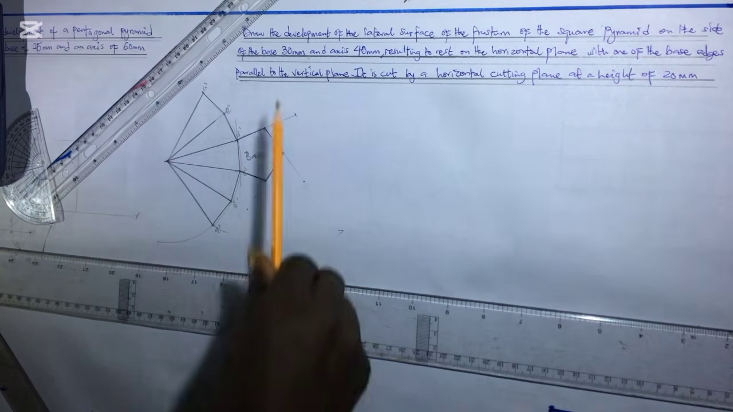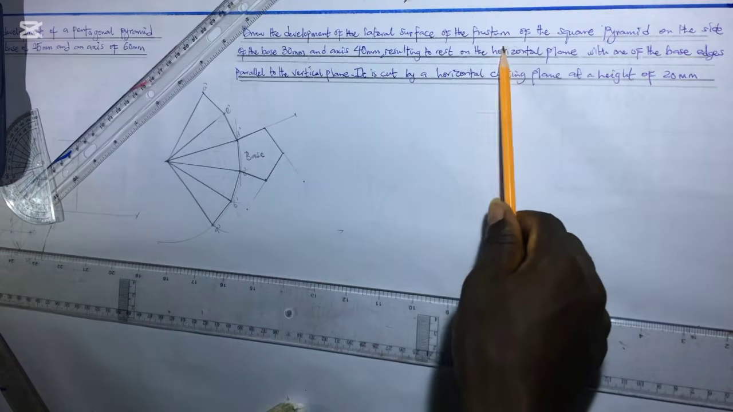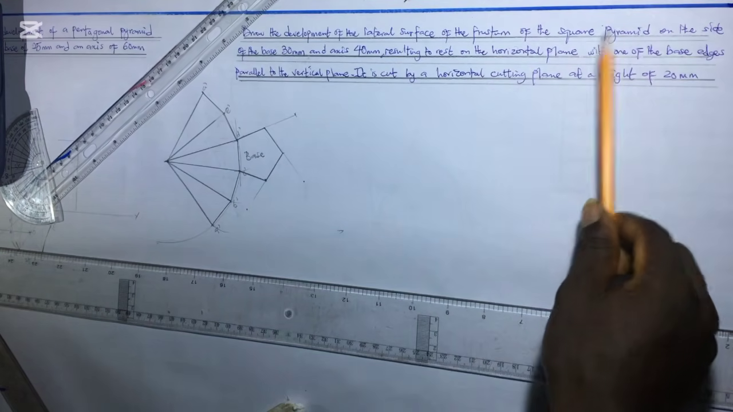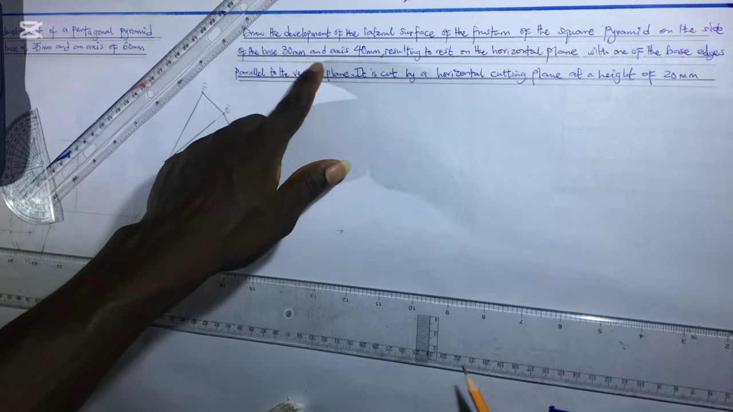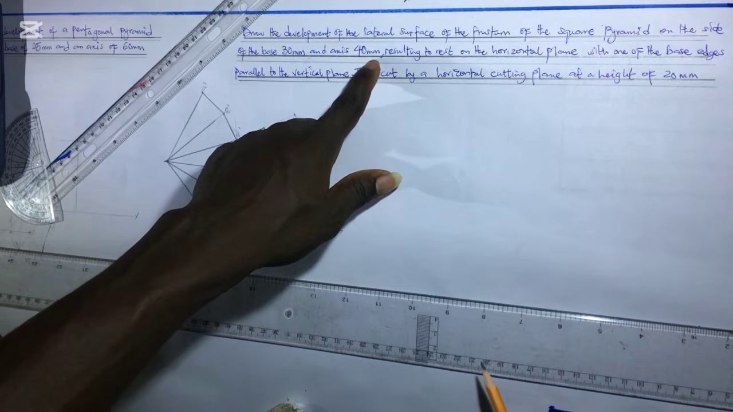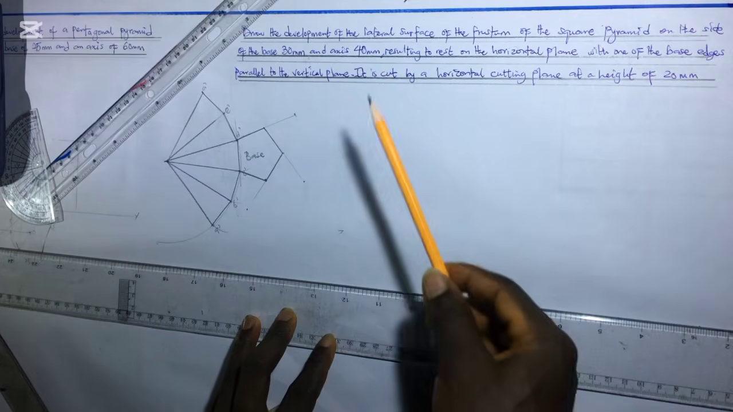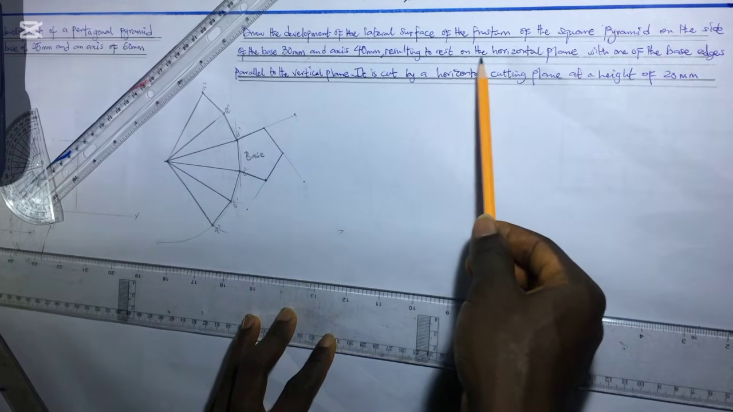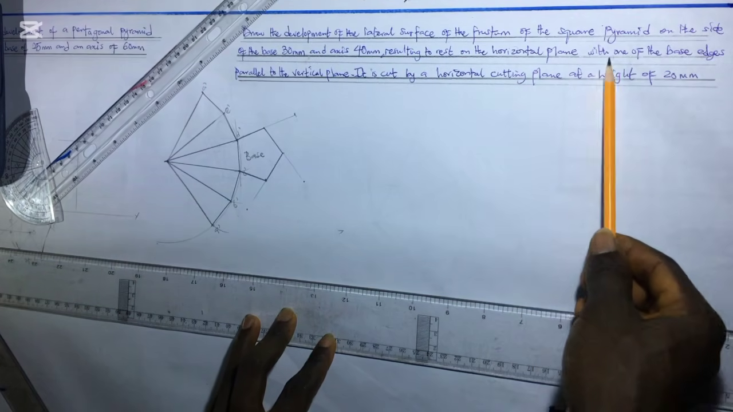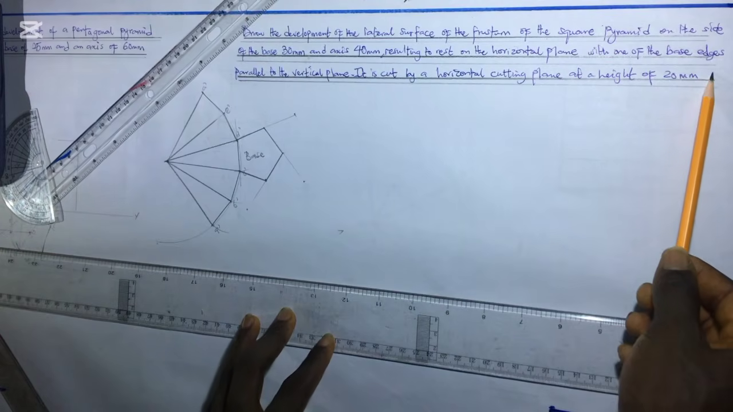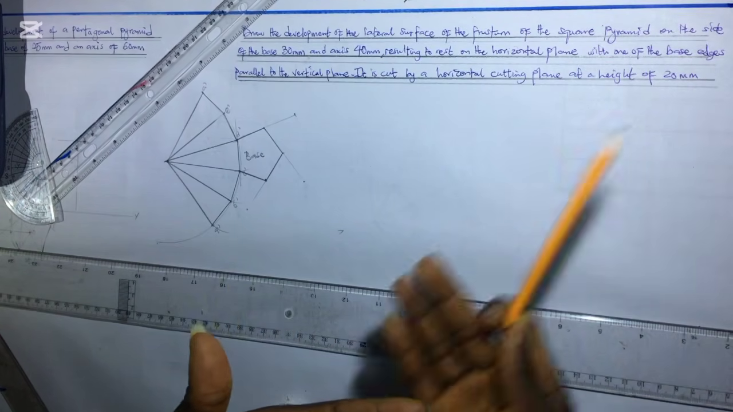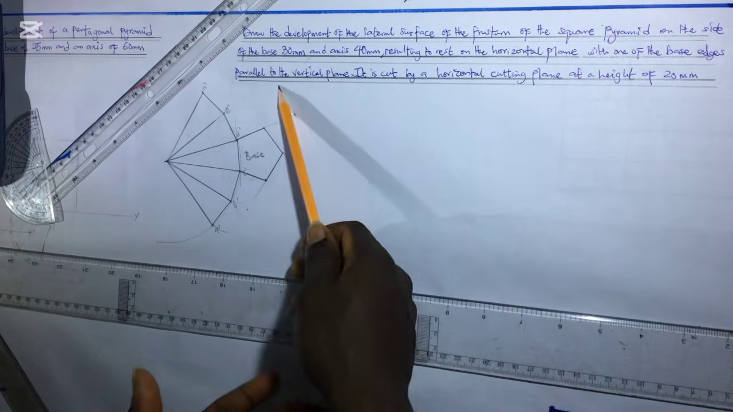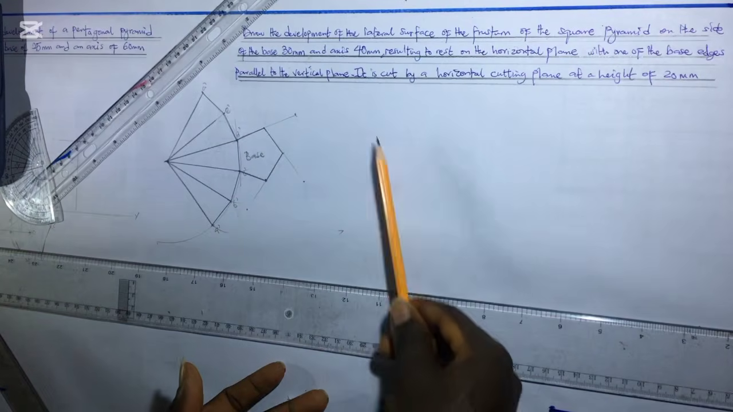So we have to draw the development of the lateral surface of the frustum of a square pyramid. It has a base of 30 millimeter and axis of 40 millimeter. So then it is resting on the horizontal plane with one of its base edges. That is, it is a square pyramid. So that means it's a square that's on the base. Then it is parallel to the vertical plane.